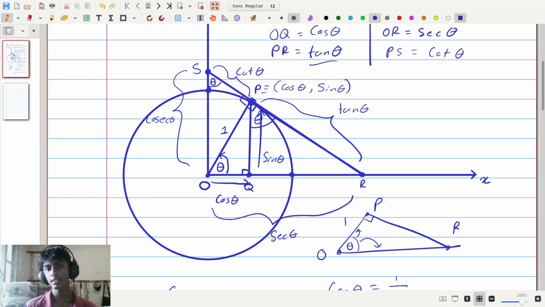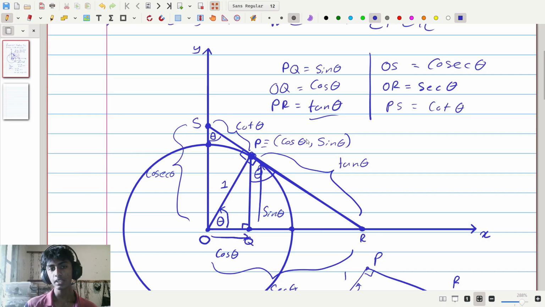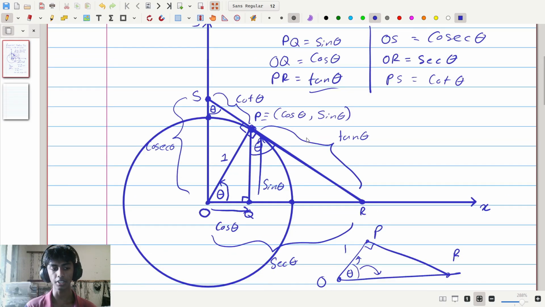But I think now that you have seen it and done this construction, and I would recommend that you yourself also take a compass and a ruler and do this construction and figure out these lengths of these lines and understand what each of these trigonometric functions actually is, what they represent within the circle. So you can of course use this method.